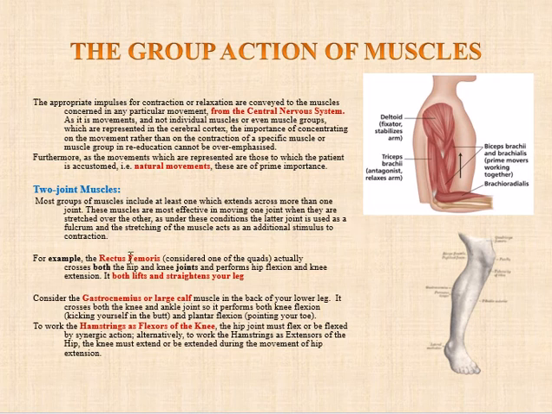contraction. For example, rectus femoris, considered one of the quads, actually crosses both the hip and knee joint and performs hip flexion and knee extension. It both lifts and straightens your leg. Consider the gastrocnemius, a large calf muscle in the back of your lower leg. It crosses both the knee and ankle joints, so it performs both knee flexion, kicking yourself in the butt, and plantar flexion, pointing your toes.